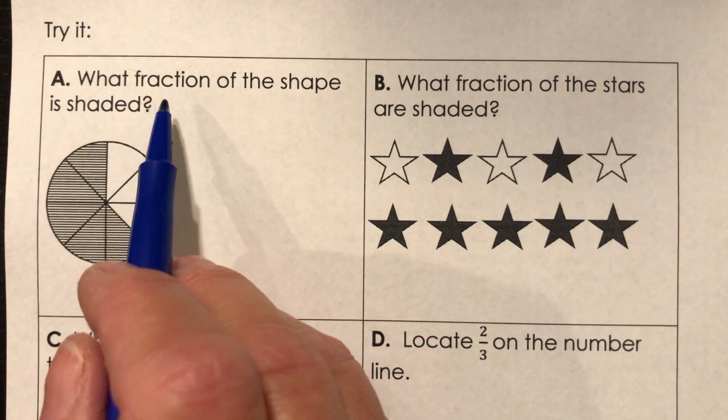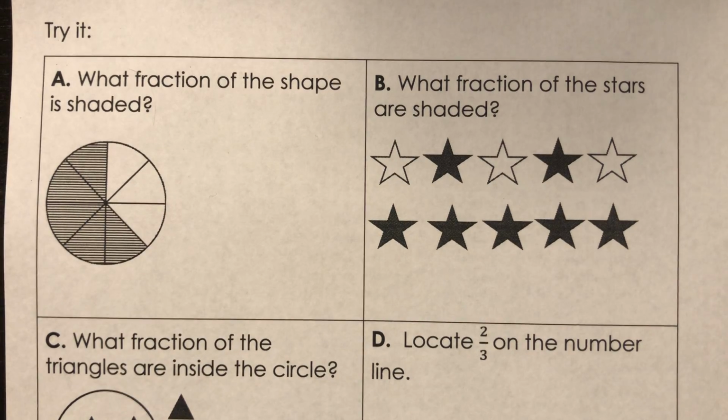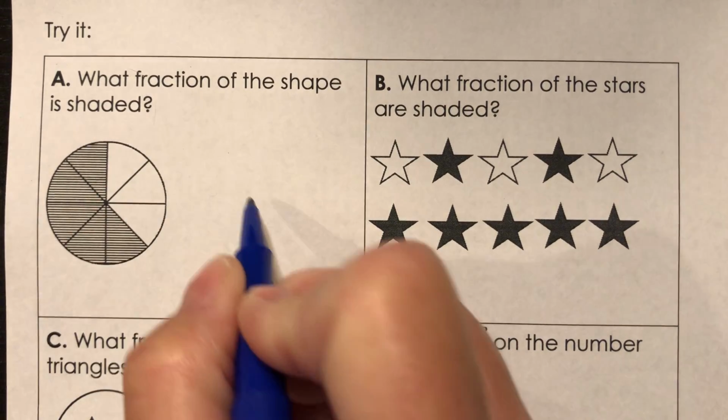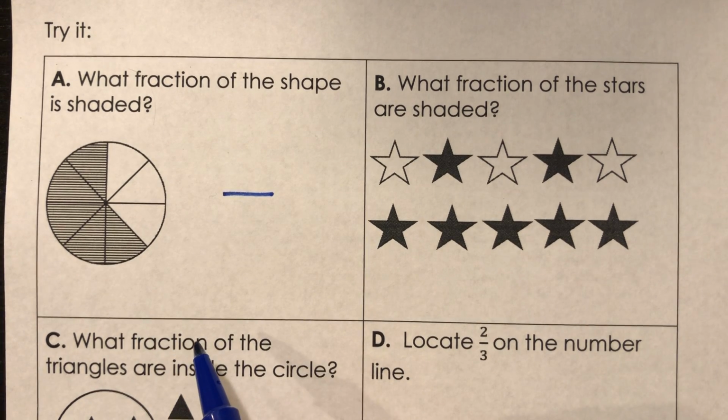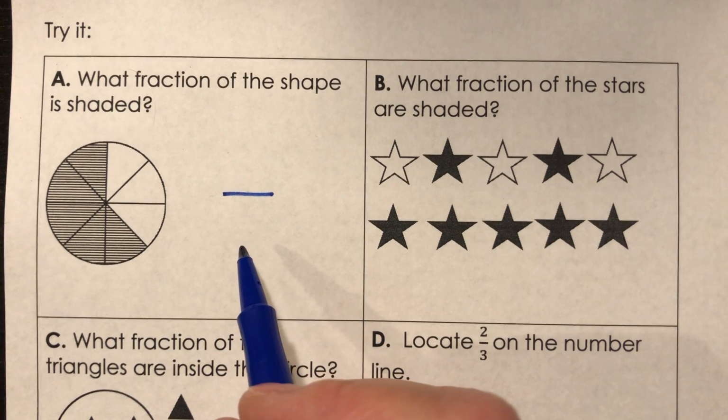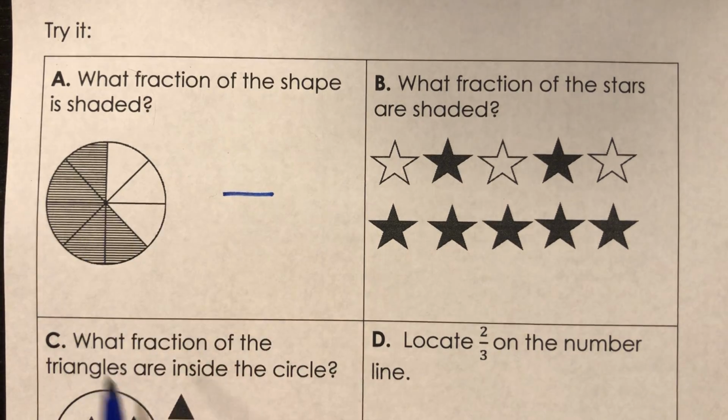So for letter A, I ask, what fraction of the shape is shaded? So I'm asking you what fraction, so I know I'm going to write a fraction for all these, right? Remember that the numerator is the number of pieces that you are counting, and the denominator is how many total pieces this is cut up into.